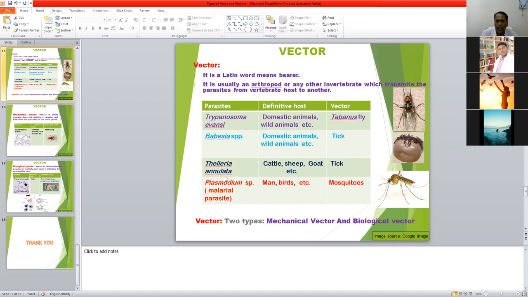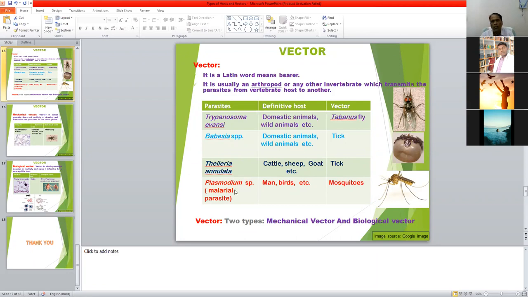Another important parasite, also a protozoa found in the blood of the infected host, is known as Babesia, mainly found in cattle. Its important vector is the tick. One important species of tick is Hyalomma anatolicum, which acts as a vector of the Babesia parasite. Through the tick, it is transmitted from one infected cattle to another susceptible cattle.